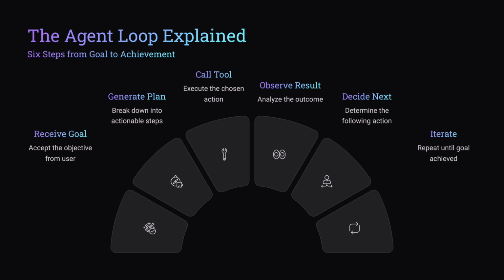These 6 steps describe the agent loop: receive goal, generate plan, call tool, observe result, decide next, iterate. Pause and notice: the loop is not optional. Without iteration, you are back to single-shot prompting. Tip: put a hard stop rule. For example, maximum 8 iterations, or stop when confidence is high and constraints are met.